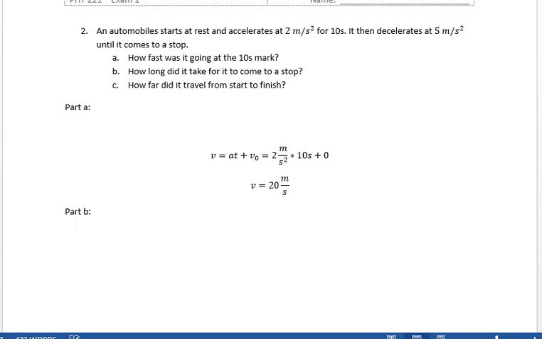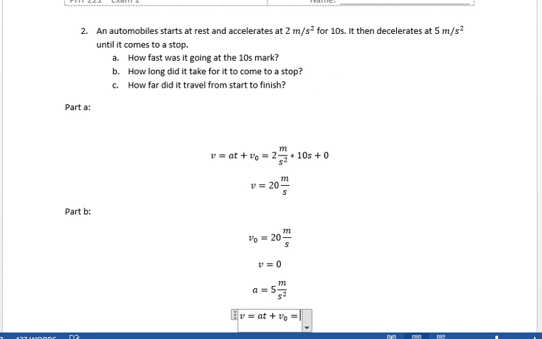All right, part B. How long did it take for it to come to a stop? Now, in part B, we're at a different segment of the problem. What's the initial velocity? The initial velocity in part B is now 20 meters per second, where we ended the previous segment. The final velocity is 0. The acceleration is 5 meters per second squared. And what do we not know? We don't know time.